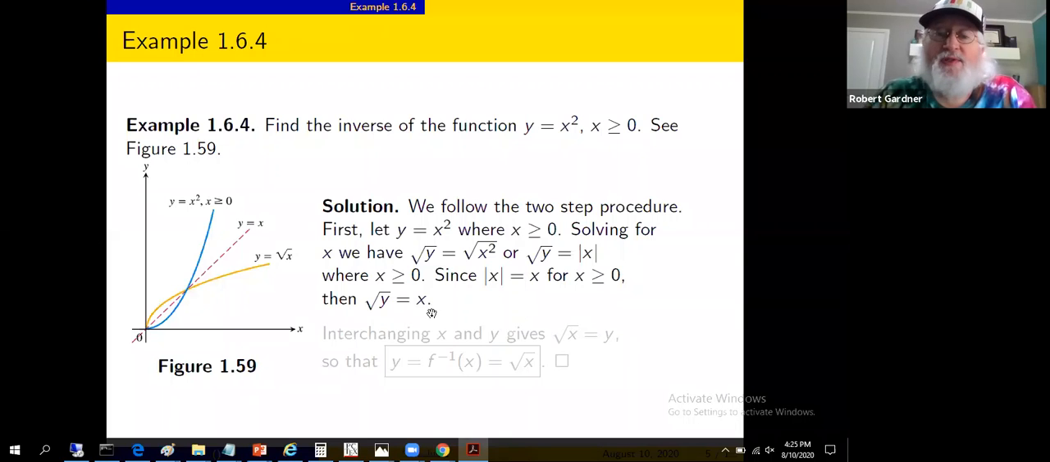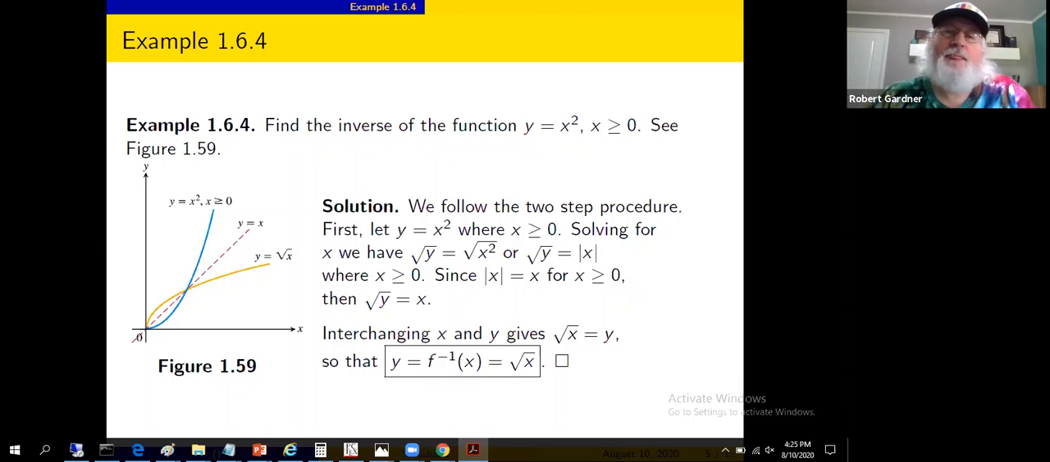Step 1, we solve for x in terms of y. There it is. Step 2, interchange x and y. So then we get the square root of x equals y, or y equals the square root of x. And that y equals the square root of x is the inverse function. Of course, for a squaring function appropriately modified, I'm going to have something involving square roots for the inverse function.